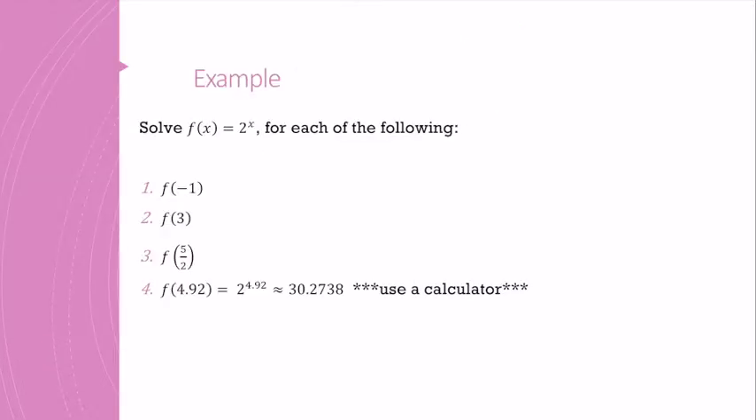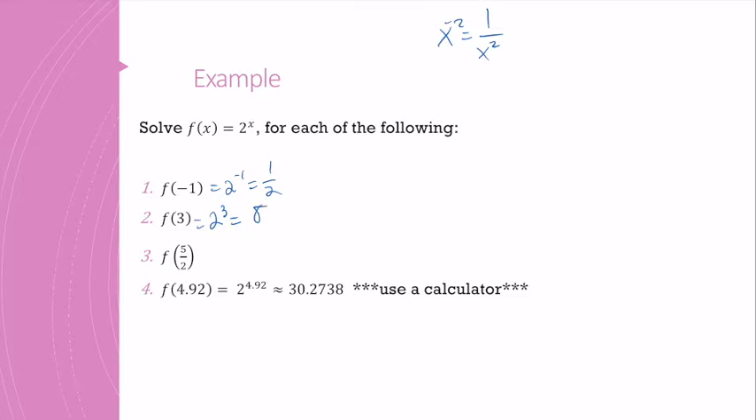So why don't we go ahead and evaluate f of x equals 2 to the x for each of the following. If I have f of negative 1, that's 2 to the negative 1. Remember that negative exponents are fractions, right? So this becomes 1 over 2. If I have f of 3, that becomes 2 cubed, which is 8.